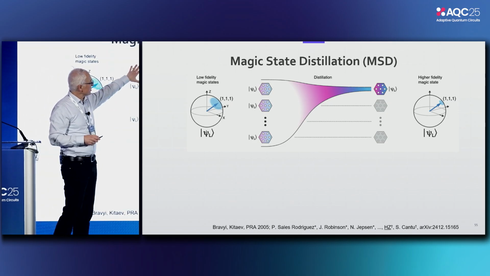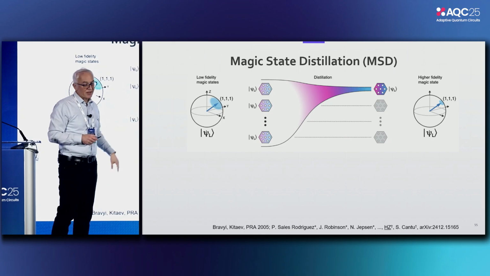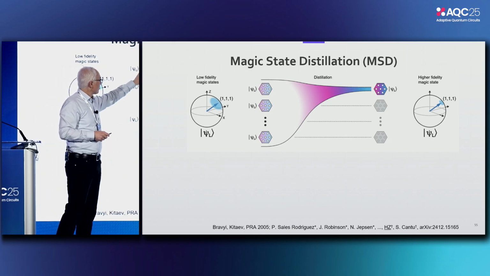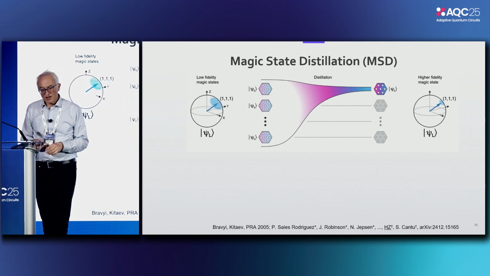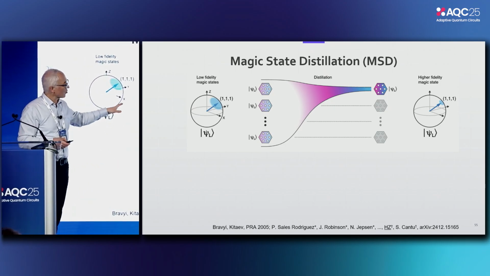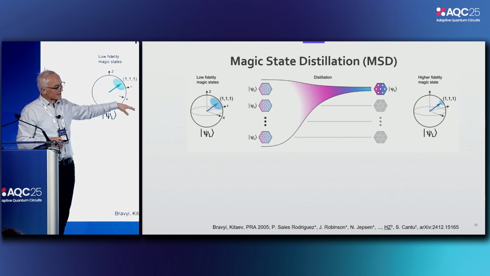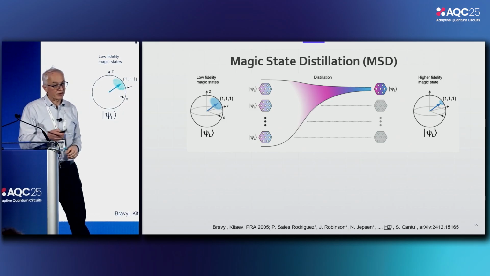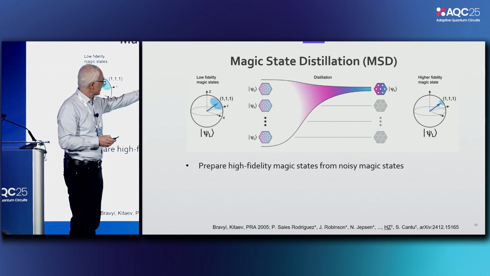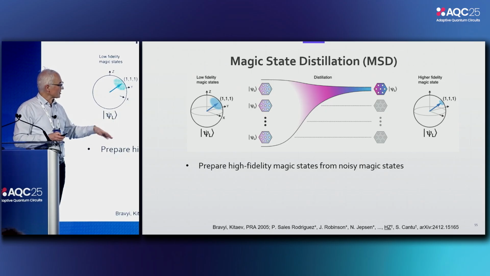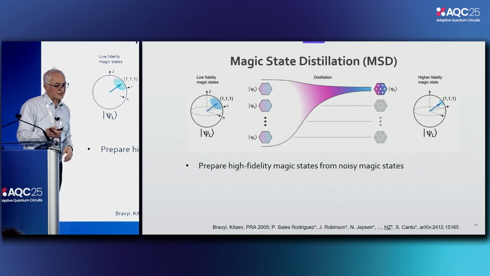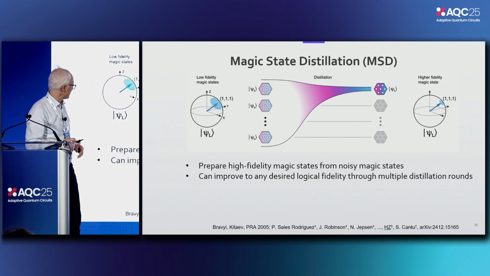So what we do is a so-called distillation process where we make multiple copies of finite, the best that we can, but finite fidelity qubits in a certain code, and then we compare them, distill them, and detect errors to make one qubit of a higher quality than before in this state 1, 1, 1. And so basically you prepare high fidelity magic states from noisy magic states through this distillation process that improves the fidelity.